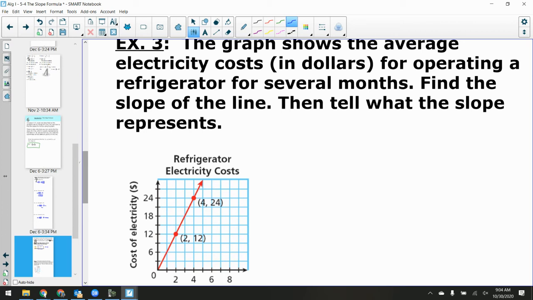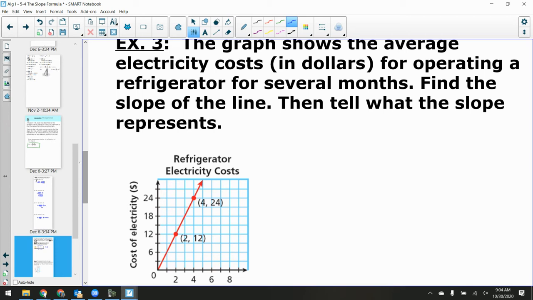The graph shows the average electricity cost for operating a refrigerator for several months. Find the slope of the line and tell what the slope represents. Have we been seeing a pattern to all of these word problems? Every time I ask you to find a value, I ask you to tell me what it represents. You'll see that as a trend here. So what is the slope of this line?